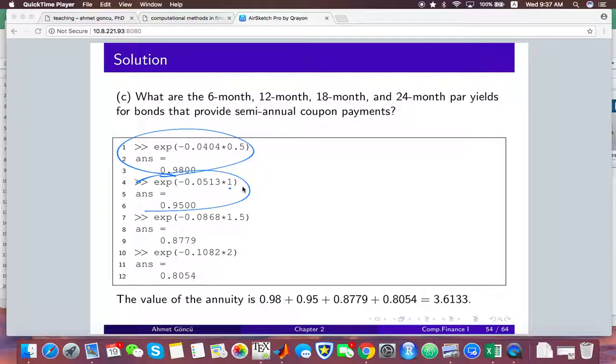And notice that the value of the annuity, if we consider the whole 2 years, is going to be 3.61. So this means if I assume I receive $1 every 6 months, what's going to be the present value? This is called our annuity term.